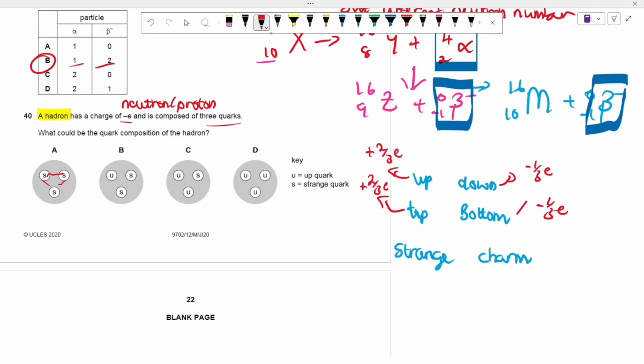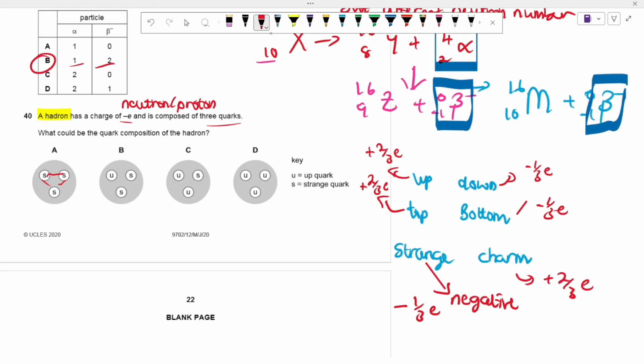Strange has an n, right? It's strange that there's an n in strange. So that n stands for negative. That's why they put it there, so that it helps you in memorizing the stuff. So strange is negative, and you always know that if it's negative, it's accompanied by the smaller number, negative 1 over 3 e. Charm quark is therefore positive 2 over 3 e.